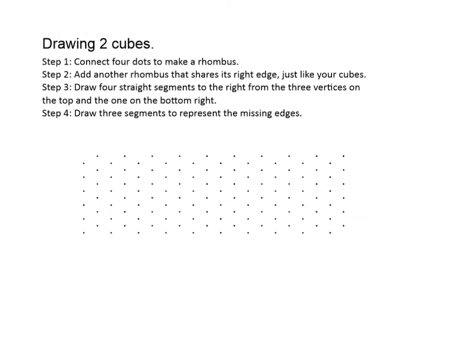Now I'm going to show you how to draw 2 cubes. You're going to connect 4 dots to make a rhombus, just like you did when you're drawing one. To add another, you're going to add another rhombus, which is going to be your second cube, but it's going to share its right edge. Then you're going to draw 4 straight segments to the right from the vertices, and then you're going to draw 3 segments to represent the missing edges. So let me show you this again.